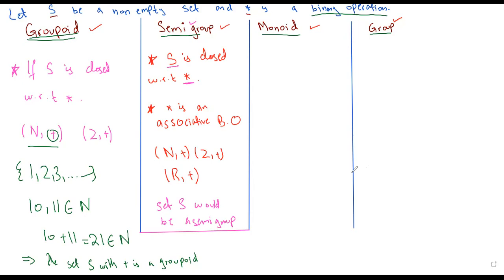Can you explain this in the book again? Okay. Is everyone clear with the basic idea about what groupoid, semi-group, monoid, and group is? We have different definitions for these things. If a set S is closed with star, we will give S a particular name, that is groupoid. And if the star is an associative binary operation, then this groupoid can be called semi-group. Do you understand it now?